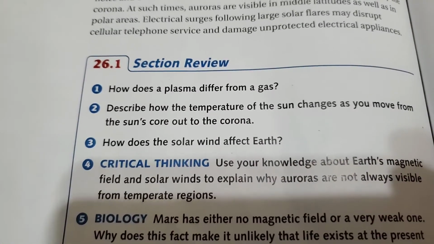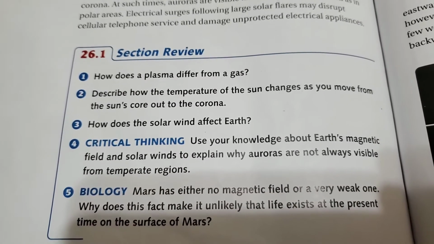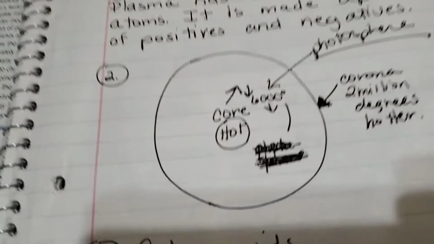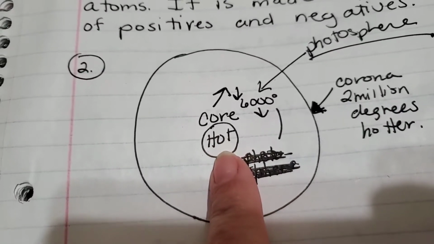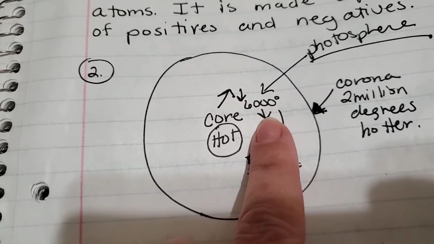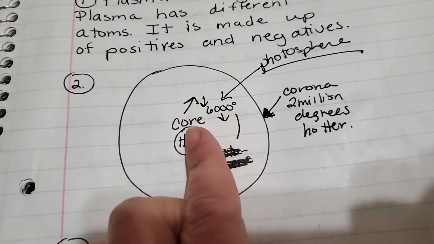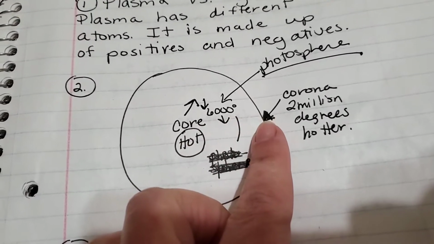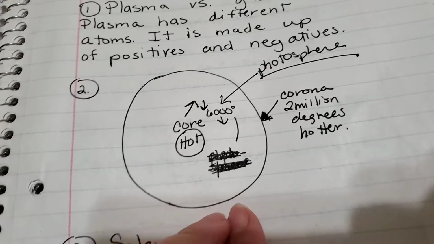Okay, so our next question says, describe how the temperature of the sun changes as you move from the sun's core out to the corona. So if you see my beautiful drawing here, you'll see that it's pretty hot in the core. And then it's going to drop to about 6,000 degrees at the photosphere. And then it's going to get way hotter, 200 million degrees hotter at the corona. Okay?